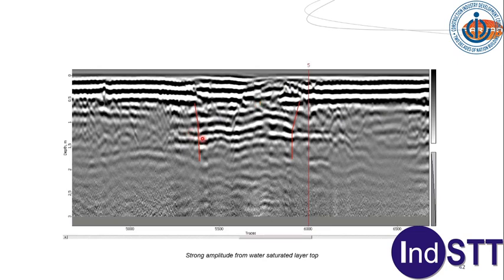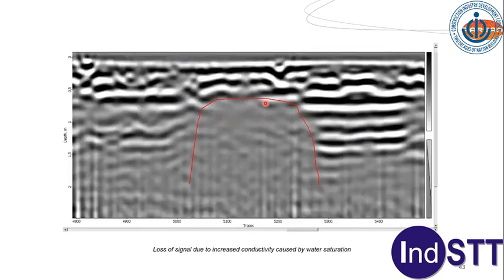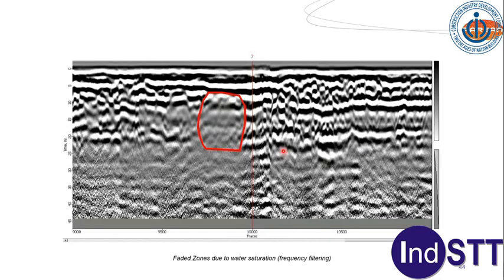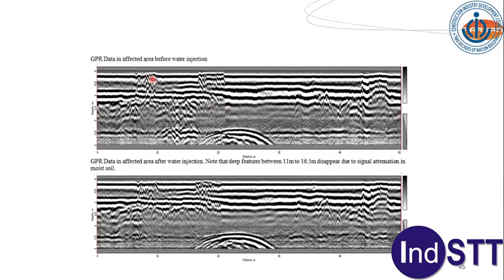Different kinds of soils will have different kinds of signatures. So again, this is a strong amplitude from the water saturated layer top here. In this area, on the other hand, it is loss of signal due to increased conductivity caused by water saturation. So depending on the kind of soil it is, you can have different signatures, and you need experience to interpret this, of course, but this is another signature of water leakage. Here, a faded zone due to water saturation is called frequency filtering. Again, we are going parallel to the pipeline and we know exactly at what location the pipeline is leaking.